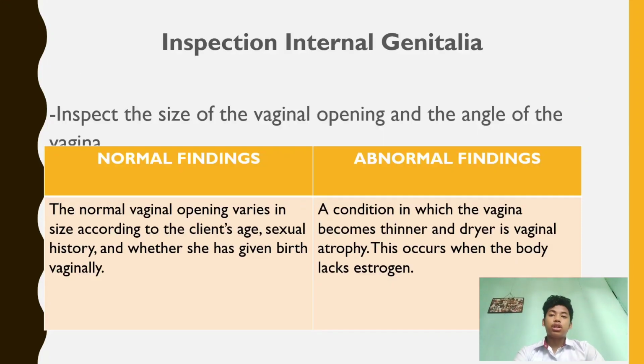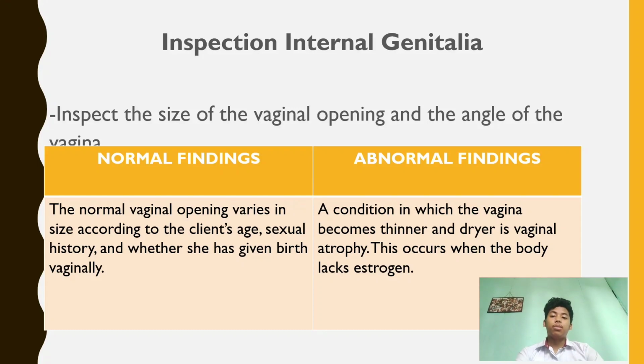Next is the inspection of the internal genitalia. Inspect the size of the vaginal opening and the angle of the vagina. For the normal findings, the vaginal opening varies in size according to the client's age, sexual history, and whether she has given birth vaginally. The vagina is typically tilted posteriorly at a 45-degree angle and should feel moist.